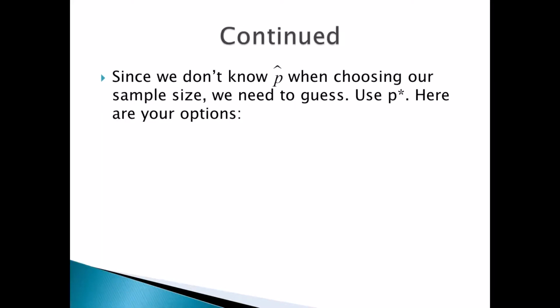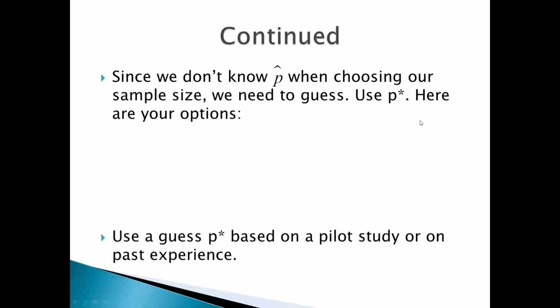Since we won't know p hat, our sample estimate, because we haven't started our research yet and therefore haven't sampled anything, since we won't know that value when choosing our sample size, we need to guess. All right, that's going to create a p star value. Yes, another letter P and another different designation.